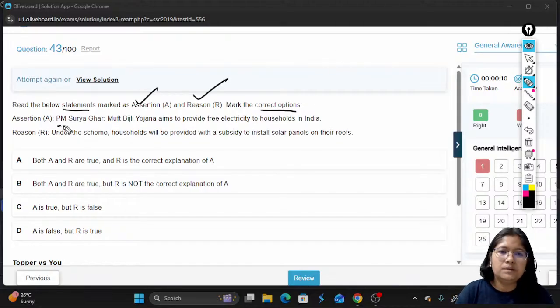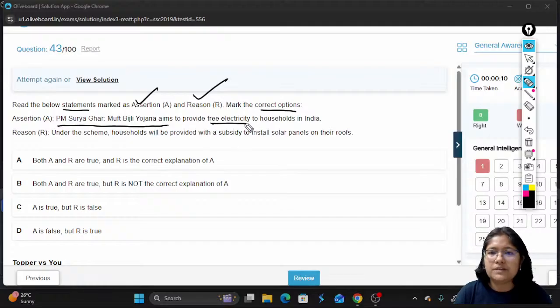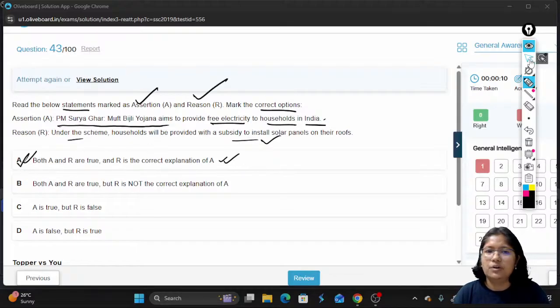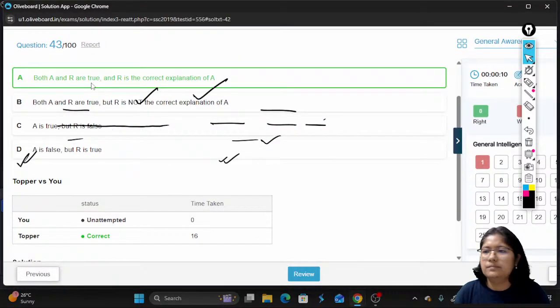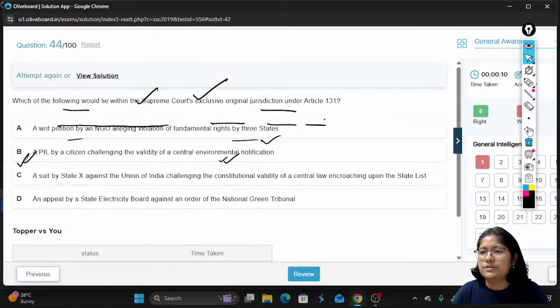Mark the correct option. PM Surya Ghar Muft Bijli Yojana aims to provide free electricity to households in India. So do they want to provide free electricity completely? Yes. Under the scheme, households will be provided with a subsidy to install solar panels on the roofs. Is it correct? Yes. So both statements A and R are true, and R is the correct explanation of A. Okay. Next question.